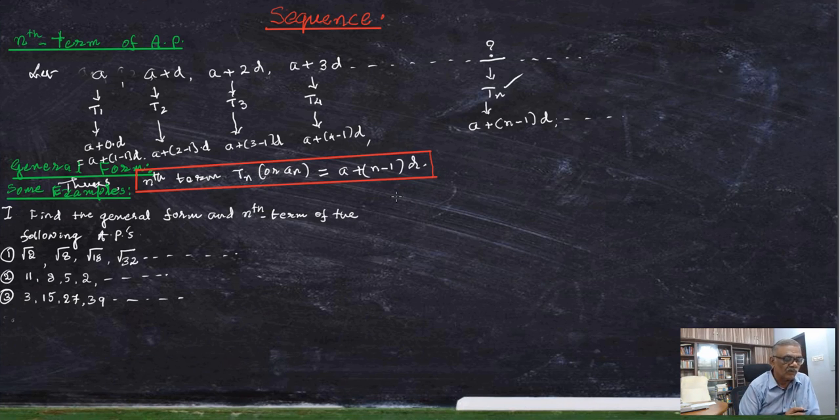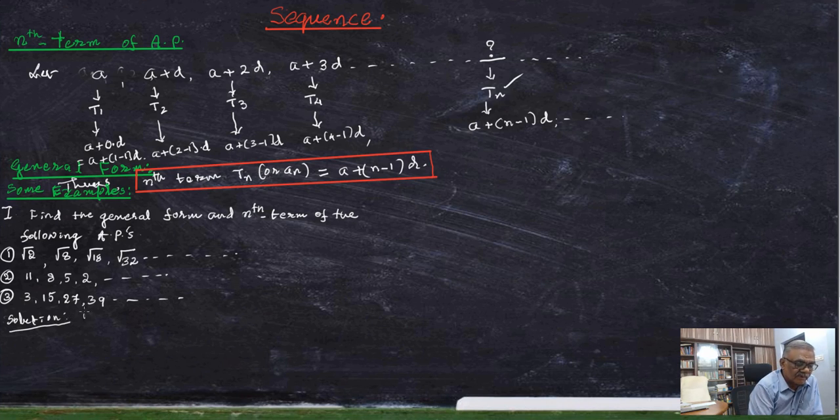One is root 2, root 8, root 18, and so on and so forth. The second one is 11, 8, 5, 2, etc. And the third one is 3, 15, 27, 39, etc. Now, for the solution or answer, I am considering only one example.